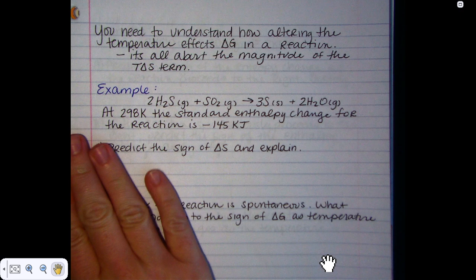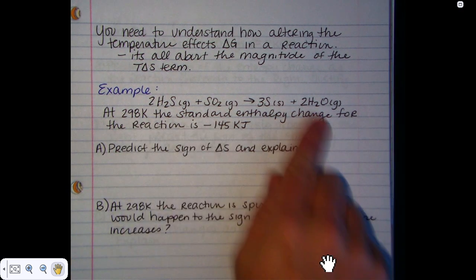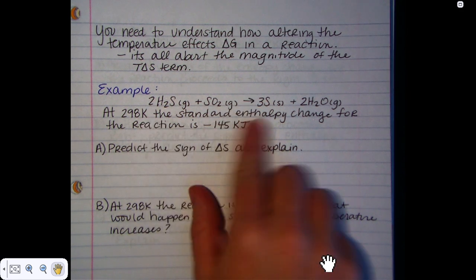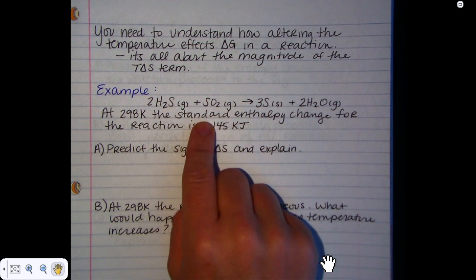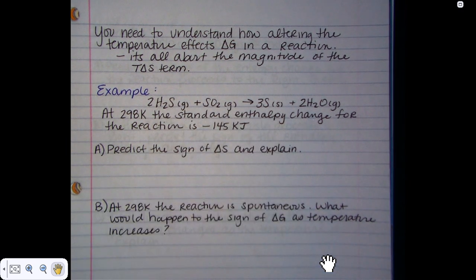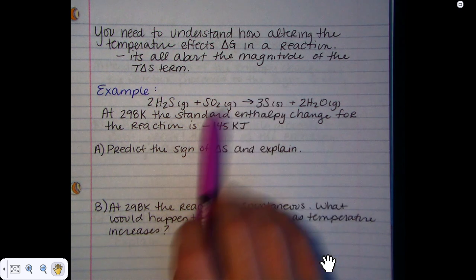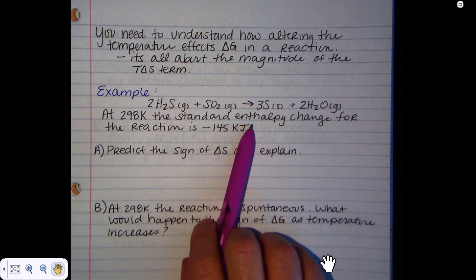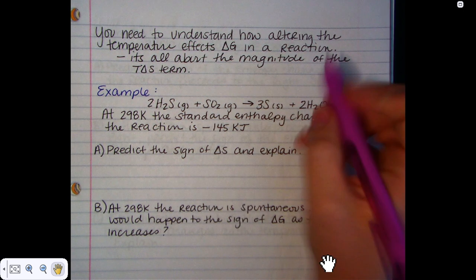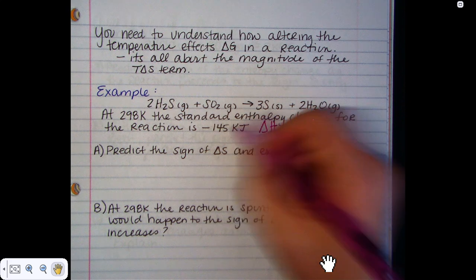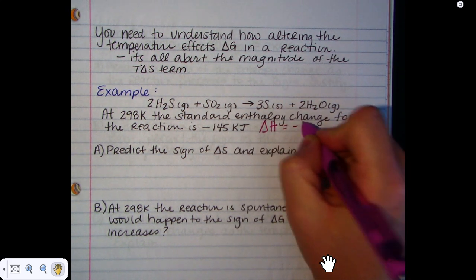All right, so before we even get to the questions, we need to diagnose what's happening up here. And a lot of times, if you can just diagnose what's happening in the equation and in the little blurb that goes with it, you end up answering the questions that come after it before you've even read them. So let's deal with the blurb first. At 298 Kelvin, the standard enthalpy change is, enthalpy is that H or S? Enthalpy is H. So this is my delta H, the enthalpy change. And my enthalpy change is negative 145 kilojoules.